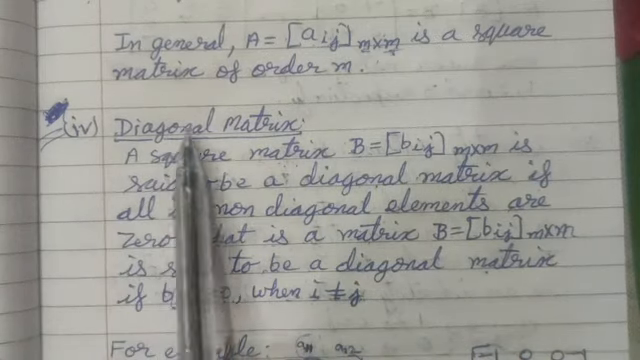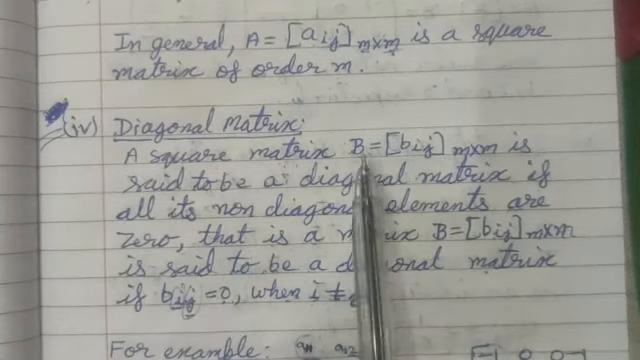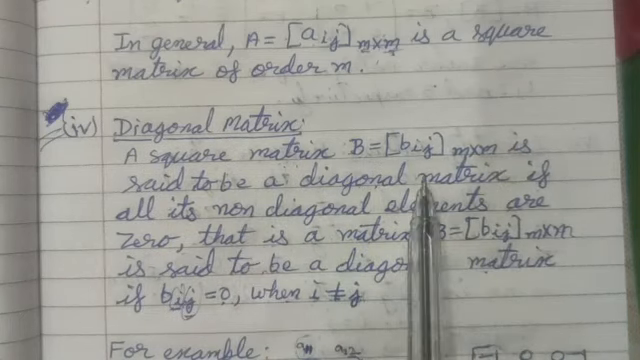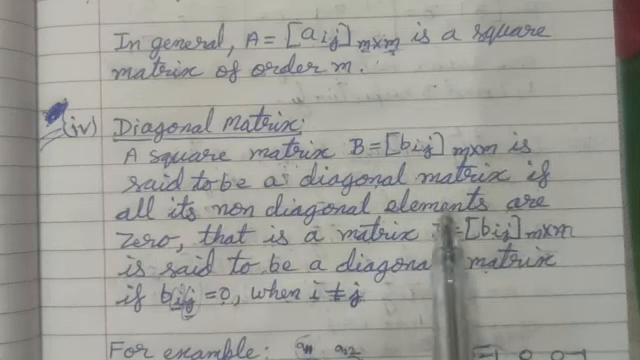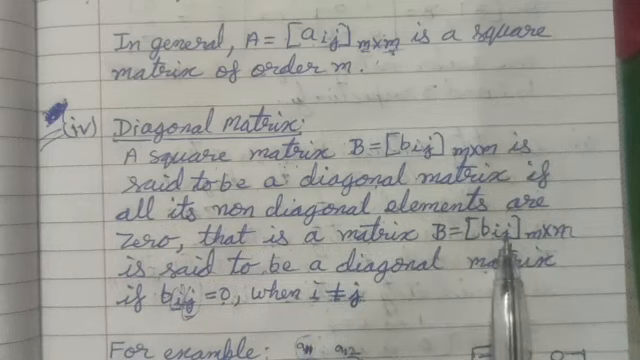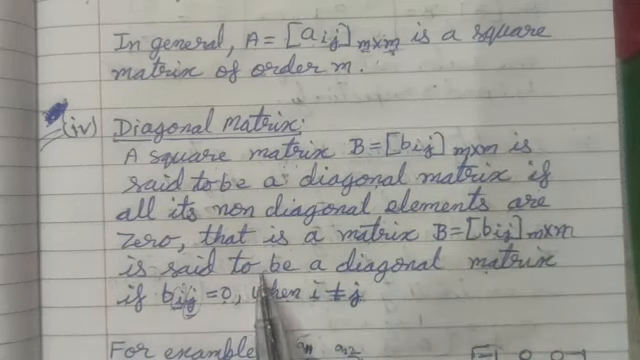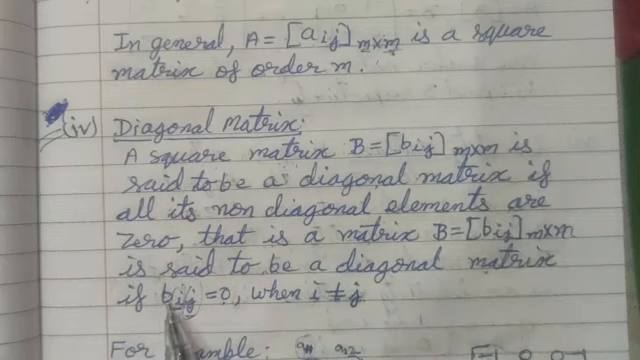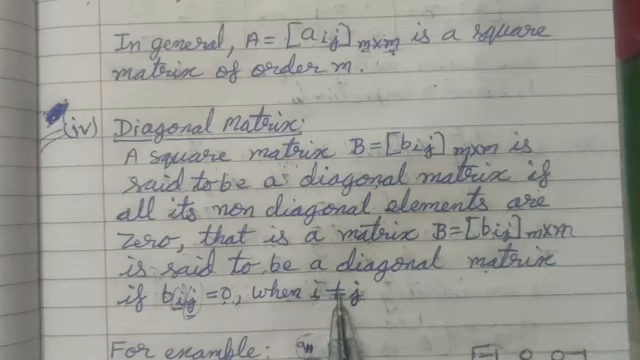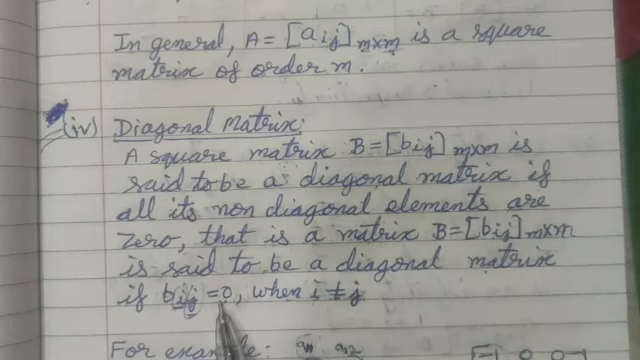Fourth one is diagonal matrix. A square matrix B equal to [bij] m by m is said to be a diagonal matrix if all its non-diagonal elements are 0. That is, a matrix B equal to [bij] m by m is said to be a diagonal matrix if bij is equal to 0 when i is not equal to j. That means if the row of an element is not equal to the column of the element, then the element of the matrix should be equal to 0.